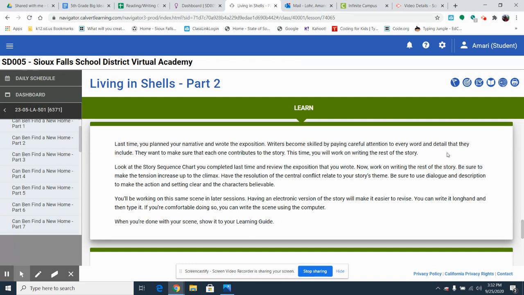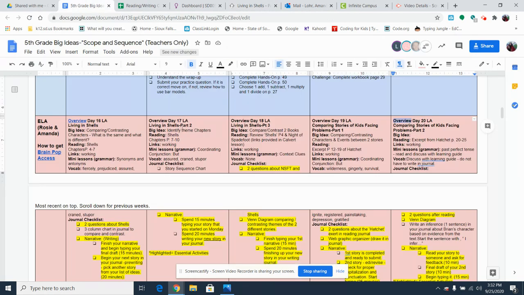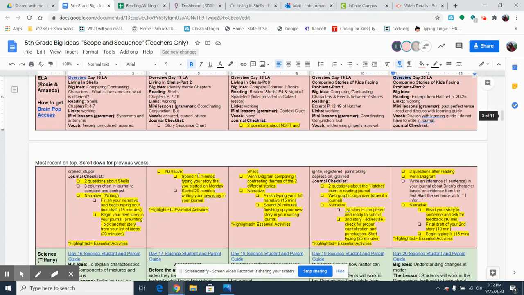Now, it does talk about how you're starting a new story and going on to the next part. If you use the outline, you will see that I put down here, spend 15 minutes typing your story that you started on Monday. You should try to finish that story. And then you can spend 20 minutes writing your new story in your journal. And that is going to be all for your ELA.